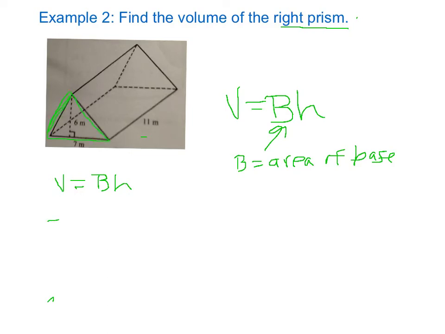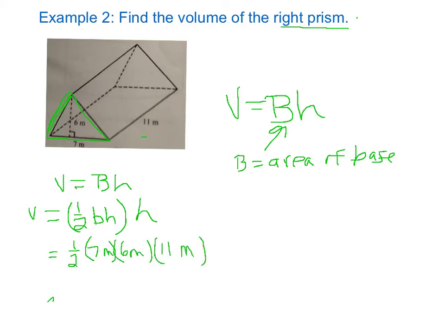So the formula for finding the area of a triangle is 1/2 base times height. I'm going to plug that in for capital B, and we have to multiply it by the height of the prism. So the base of the triangle is 7 meters. The height of the triangle is 6 meters. The height of the prism is 11 meters. When we multiply that all together, we get 231, and the units are always cubed, so meters cubed.